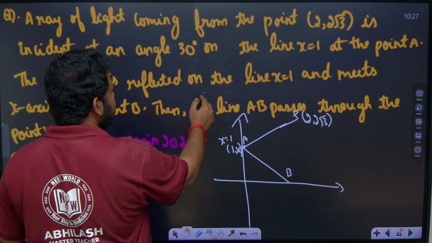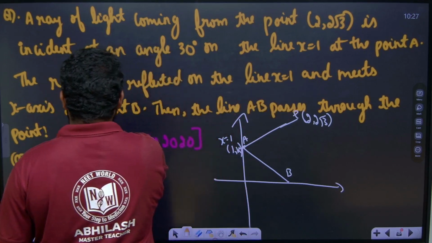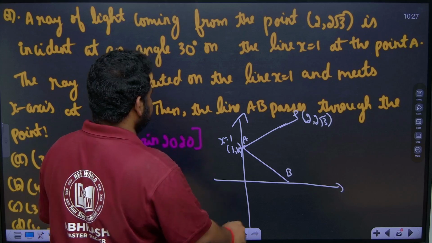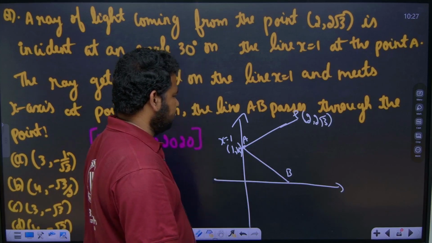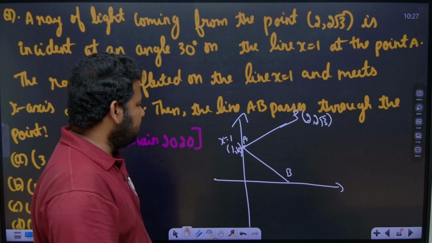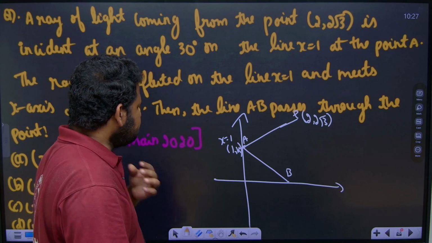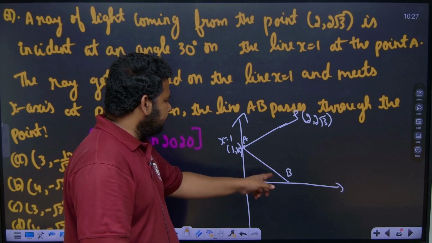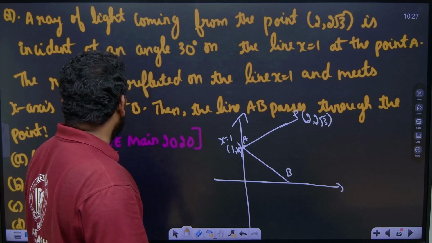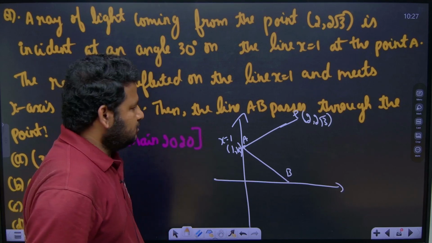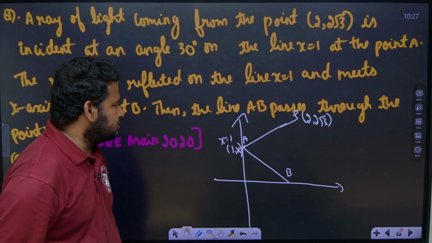The ray gets reflected on the line x is equal to 1 and meets the x axis at point B. They are asking which point the line AB passes through. Now we have x is equal to 1, the point 1, k, and this is point B where it is striking. Now how to find the answer to this question?